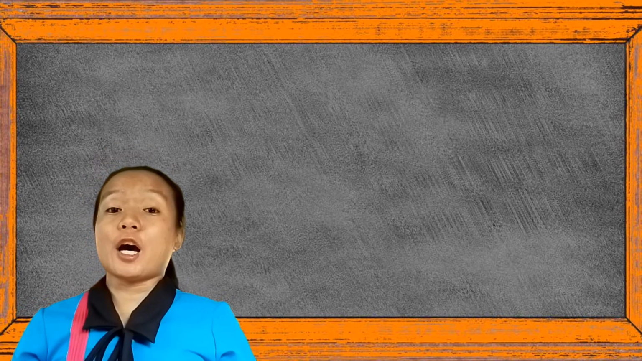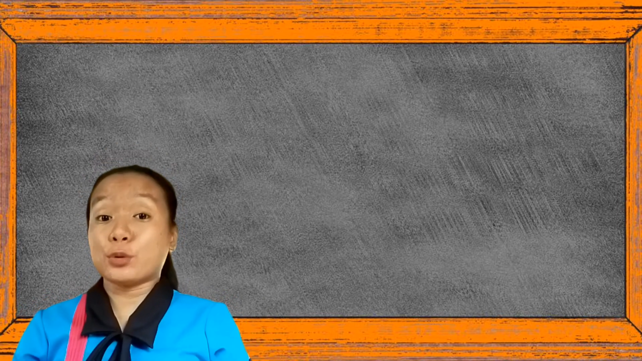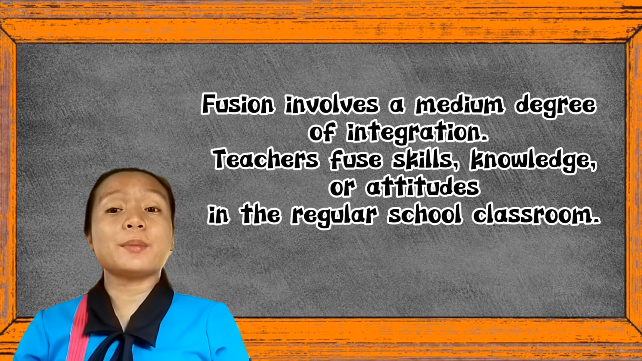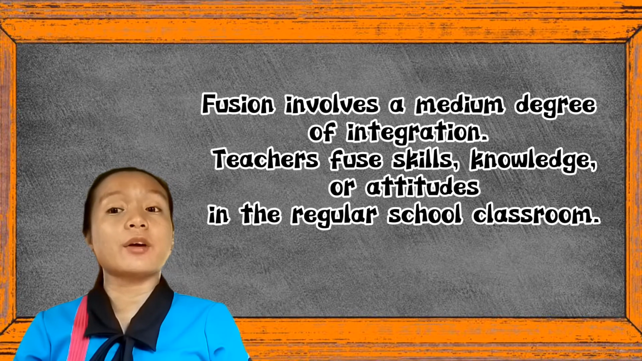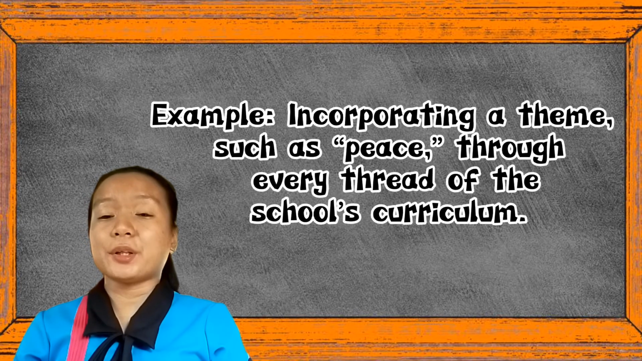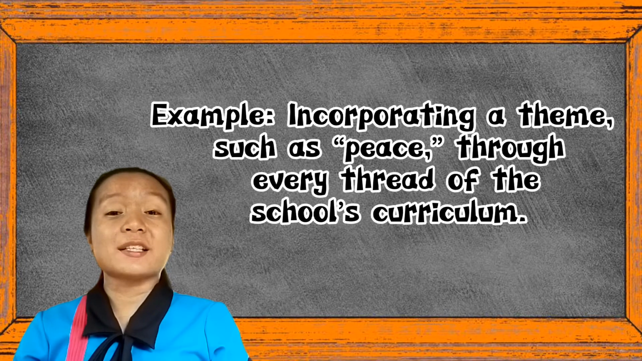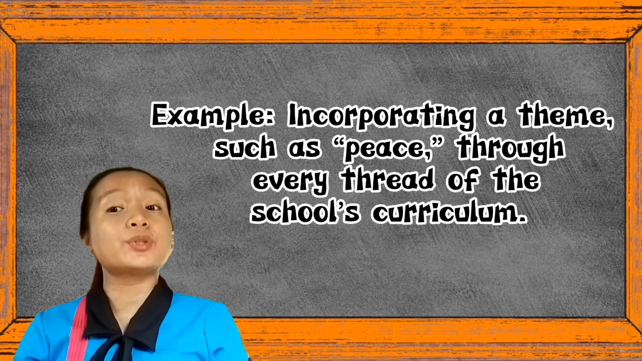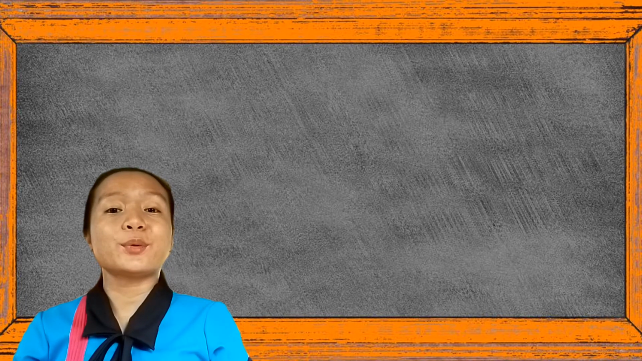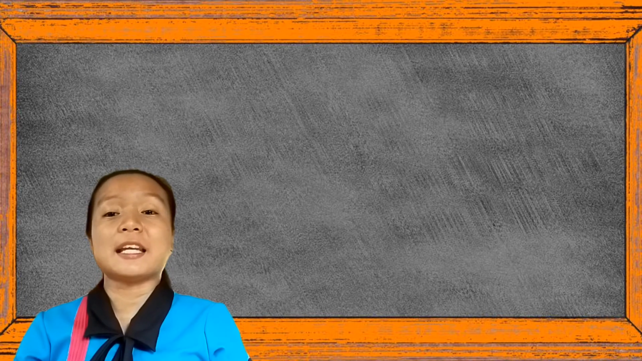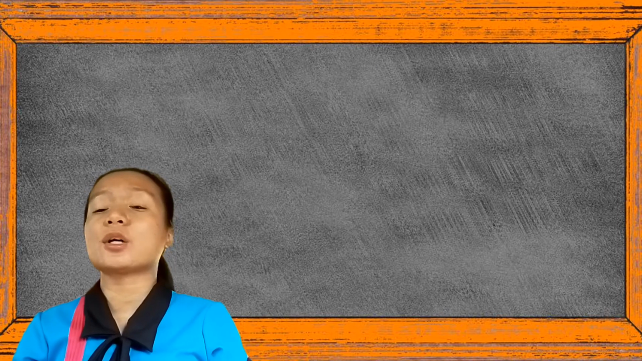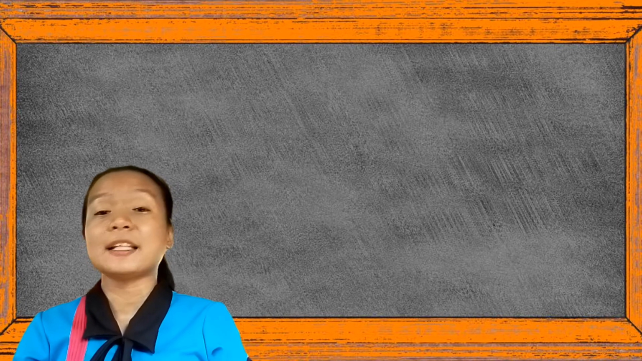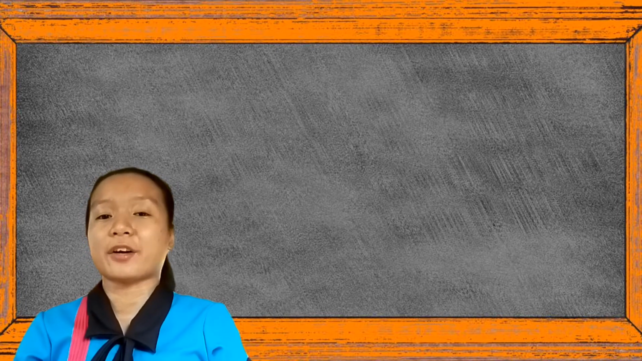The other method of curriculum integration is fusion. Fusion involves a medium degree of integration. Teachers fuse skills, knowledge, or attitudes in the regular school classroom. Example, incorporating a theme, such as peace, through every thread of the school's curriculum. Fusion can involve basic skills. Many schools emphasize positive work habits in each subject area. Educators can also fuse technology across the curriculum with computer skills integrated within every subject area.